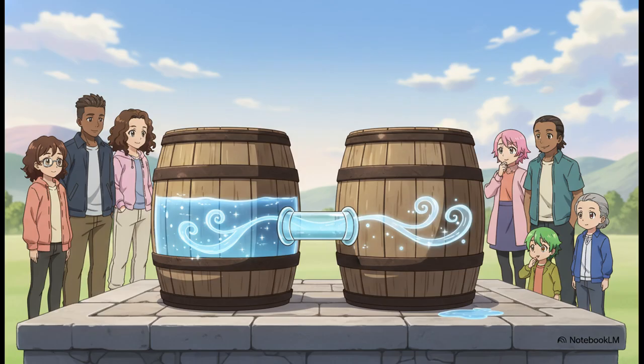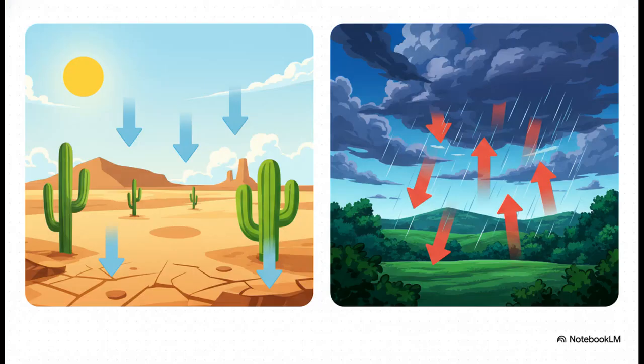Wind acts exactly the same way. It's literally just the atmosphere trying to balance itself out. It will always flow from an area of high pressure to an area of low pressure. And this brings us to the absolute golden rule of our class today. When air cools down, it gets heavy, right? So it descends to the ground. This falling heavy air creates a high pressure zone on the surface. And because the air is falling, clouds just can't form, meaning high pressure equals clear skies and dry deserts.